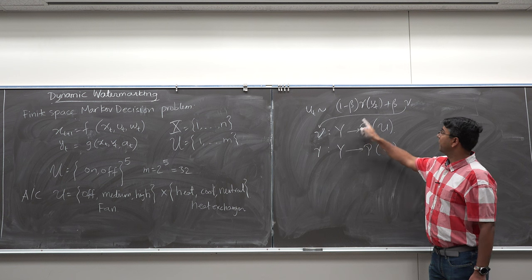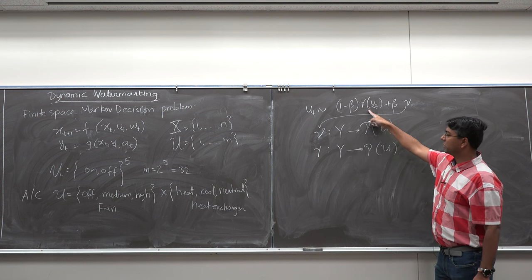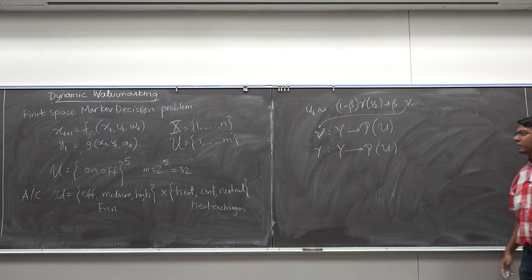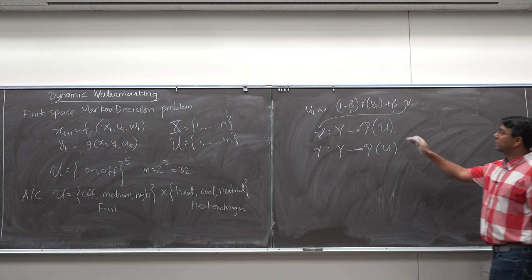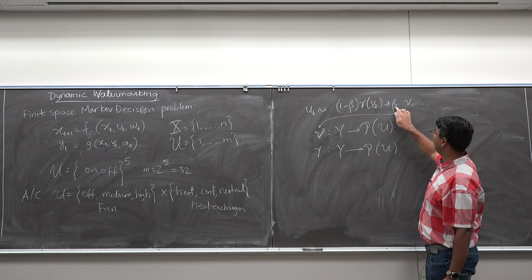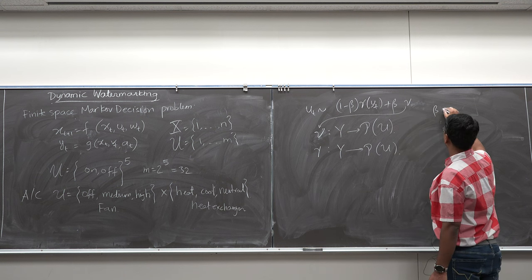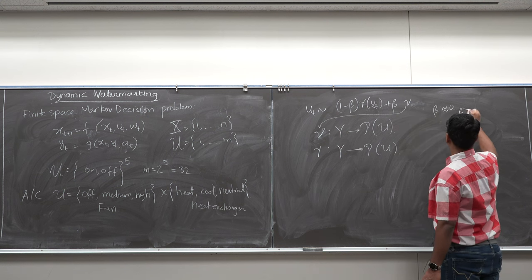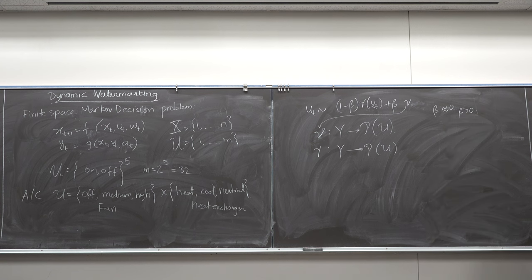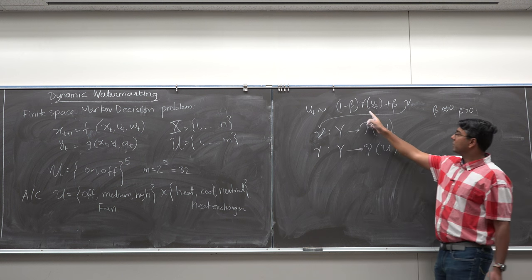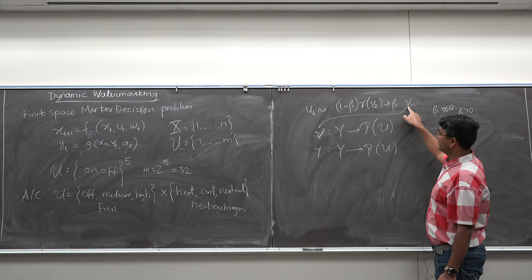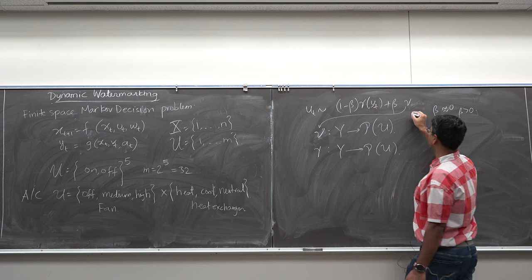So I'm mixing between two policies. One is the usual control policy that I pick. So if it is summer, I'm going to cool it. If it is winter, I'm going to heat it. There is some policy: if the temperature is above a certain limit, then do this; if it is below a certain limit, do that. So that's the usual policy. Plus, beta is a small number, greater than zero, and I'm going to perturb the original policy with another randomized policy. So this is known as a randomized policy.